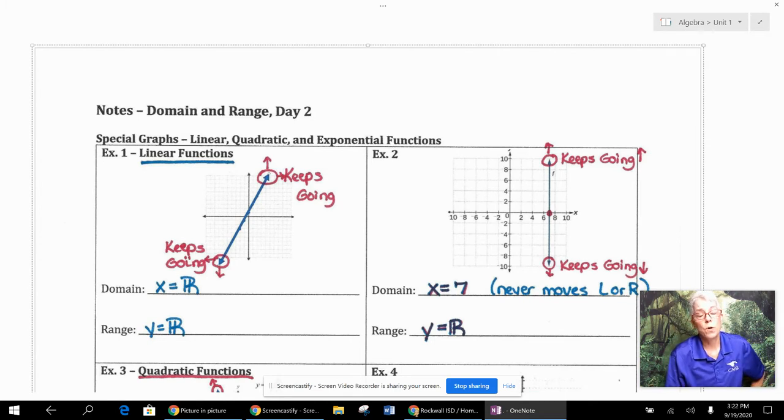Hey guys, so we're on day 2 of domain and range, and today we're going to be looking at different graphed lines on a coordinate plane, and we're going to describe them with an equation or with an inequality.